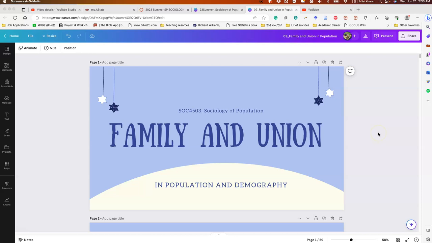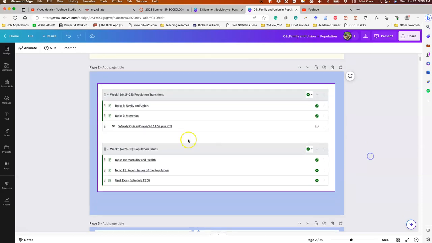We are in week 4 and I slightly adjusted the schedule. As you could see on the website, we have 4 more topics in the regular schedule. Topic 8, which I'm covering today, is family and union, and topic 9, migration, is shorter than other topics usually. That will also be covered within this week.